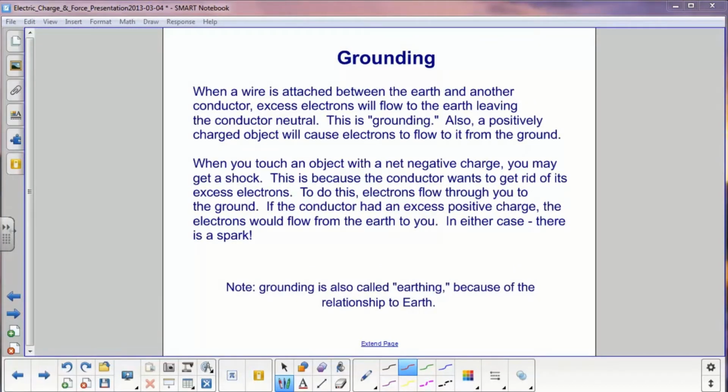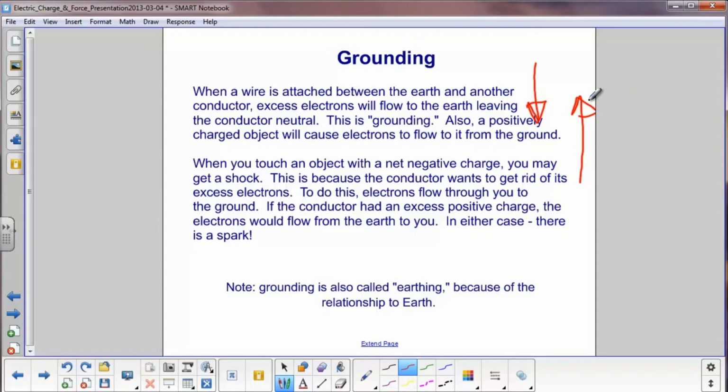When a conducting wire is attached between the Earth and another conductor, excess electrons will flow to the Earth, leaving the conductor neutral. This is called grounding. For example, if you have an object that has an excess number of electrons and it gets conducted to ground, those electrons will be attracted to the ground. They'll go back to the Earth, leaving the conductor neutral. Conversely, if you have net positive charge on an object, electrons will be attracted from the Earth. They will come up, balance out the charge, and it will stay neutral.